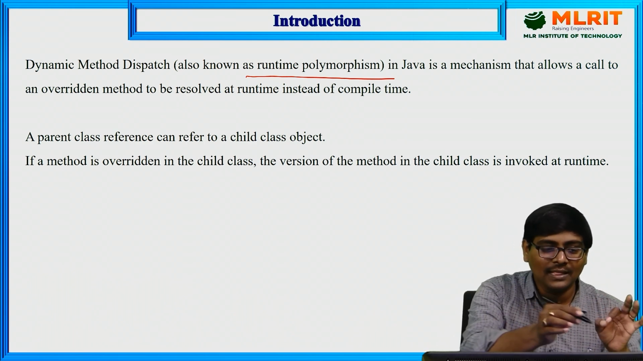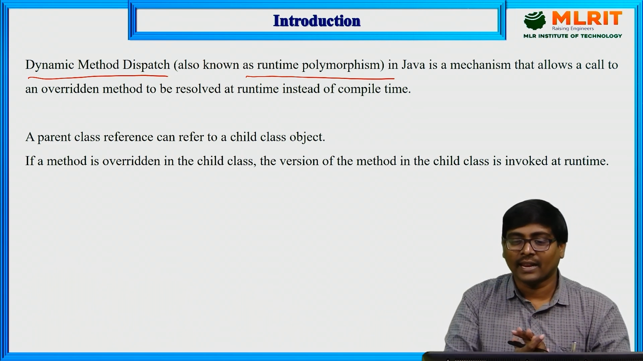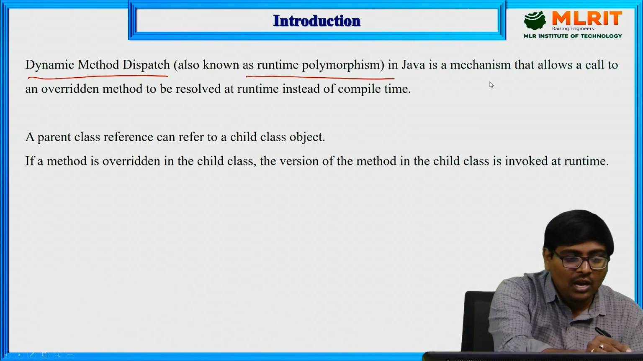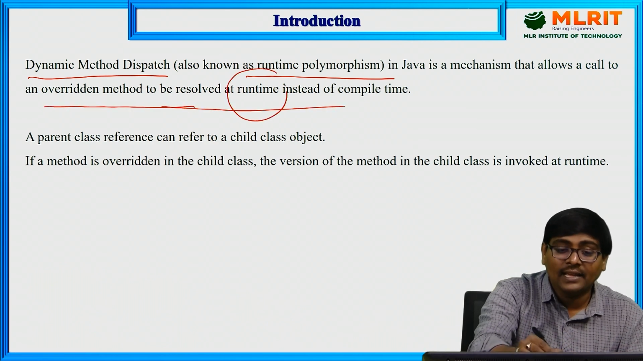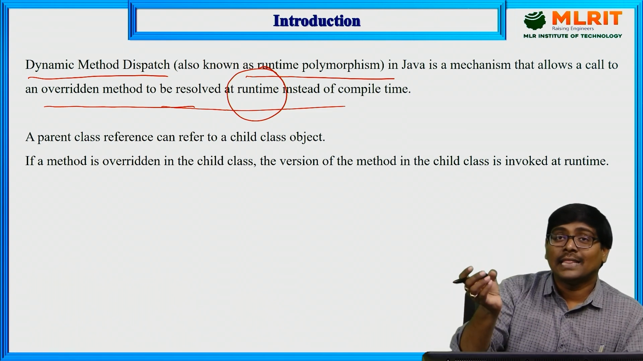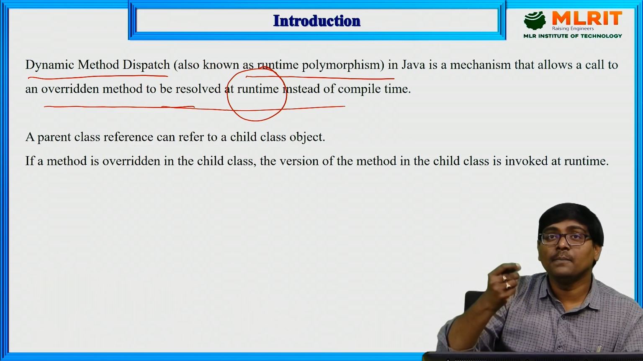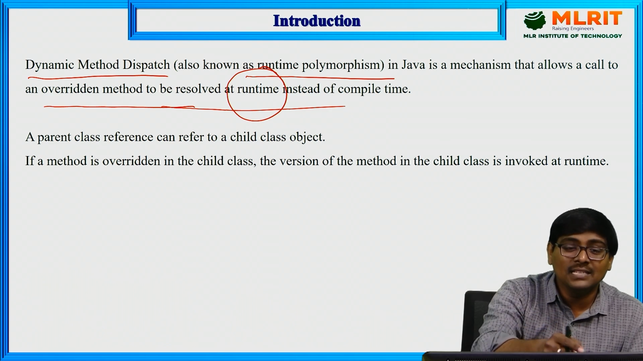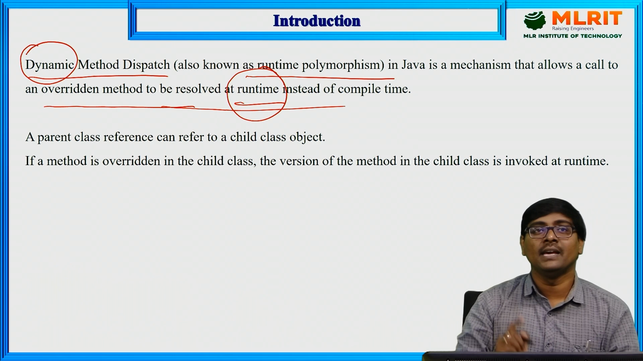Remember, this dynamic method dispatch is also called runtime polymorphism. What it does is that a call to the overridden method is resolved at runtime. That is, which method needs to be executed? The method in the parent class or the overridden method in the child class? Which one needs to be executed is resolved at runtime. The name dynamic specifies runtime.